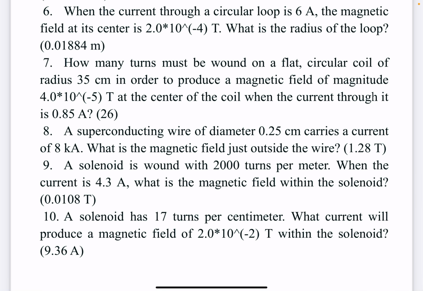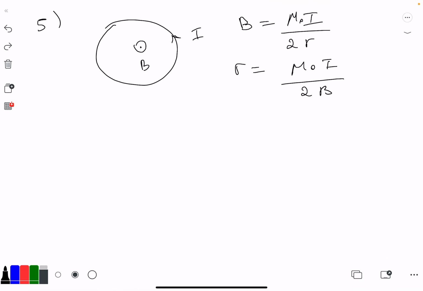How many turns must be wound on a flat circular coil of given radius in order to produce a magnetic field of given magnitude at the center of the coil when the current throughout is 6 amperes? Okay, so we have to find number of turns. So problem number 7, the radius is given, it is 20 centimeters.